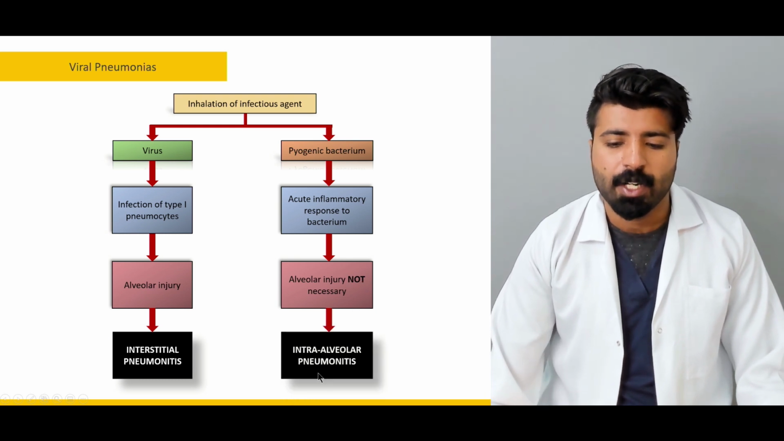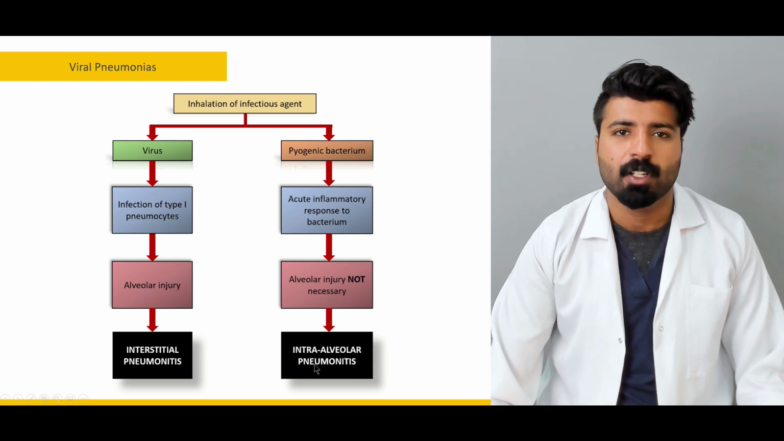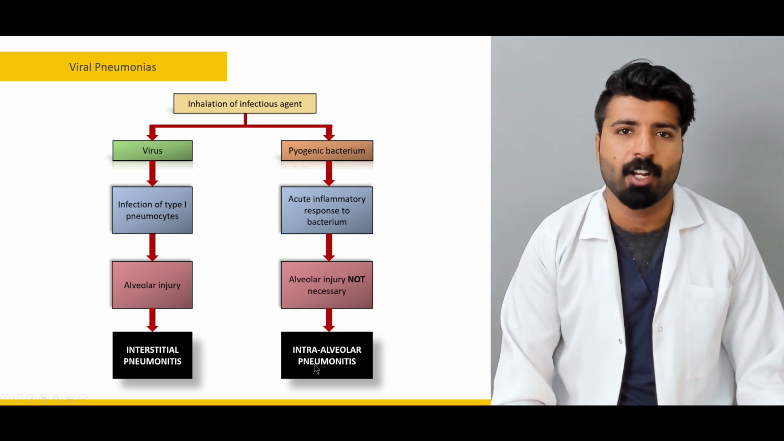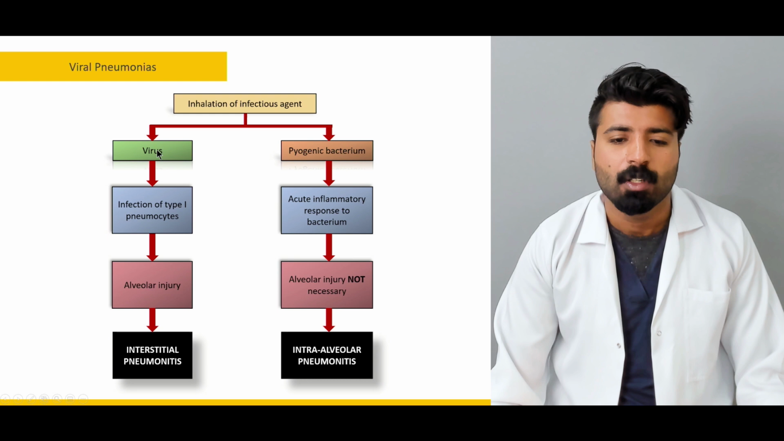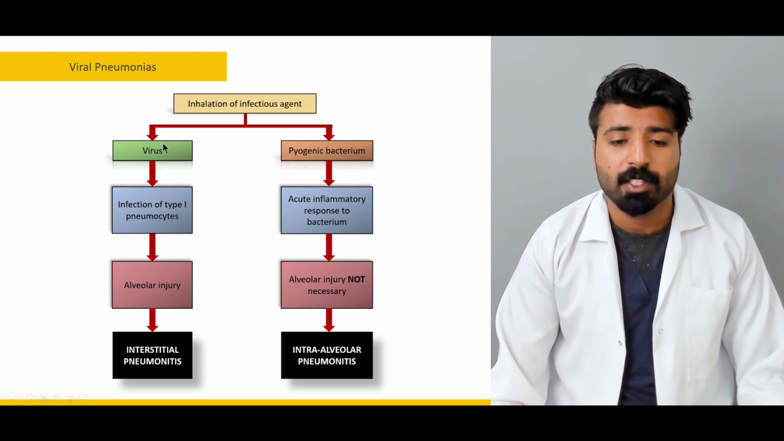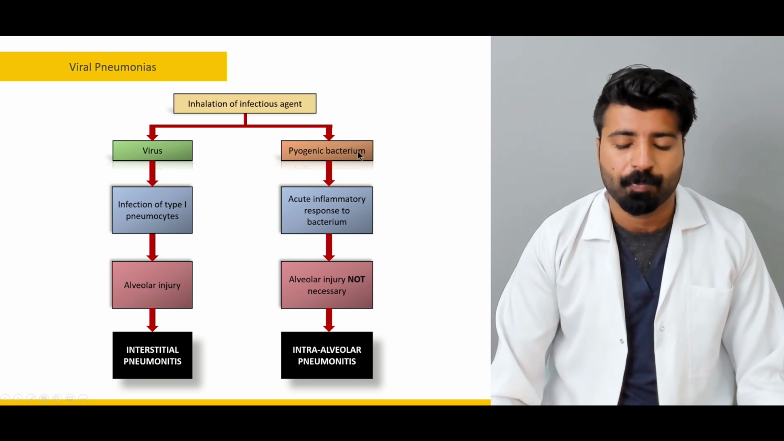And it will lead to intra-alveolar pneumonitis. It will affect those membranes between the alveoli. It's not affecting the alveoli, it's affecting the membranes between them. So that's how we differentiate between pneumonitis caused by a virus and by a pyogenic bacterium.